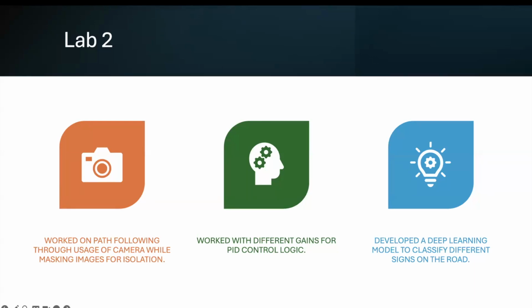After achieving all this, we were able to develop a deep learning model to classify different signs on the road. This was done by capturing a couple of images and creating a data set in which we captured different images for stop signs, for turning signs, as well as for nothing. So then the camera would be able to identify and react to the environment with a confidence of at least 0.85.